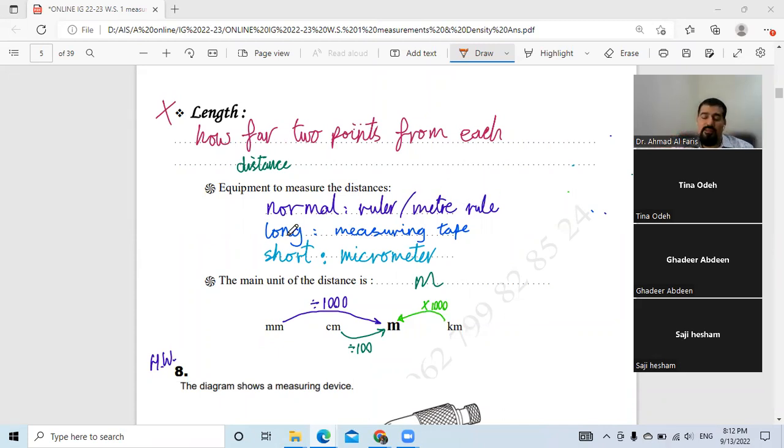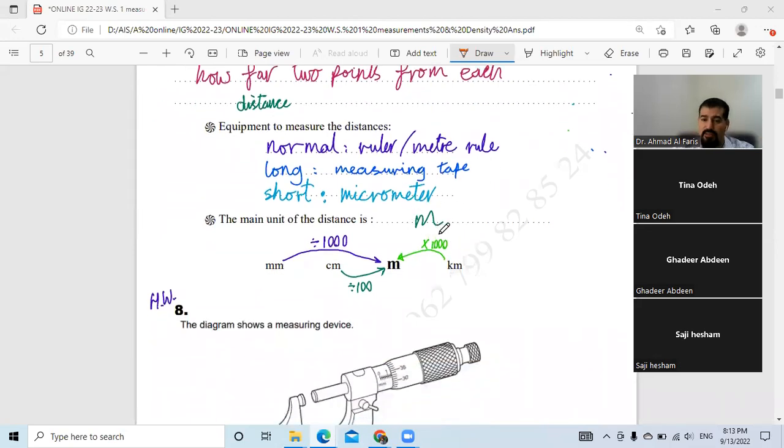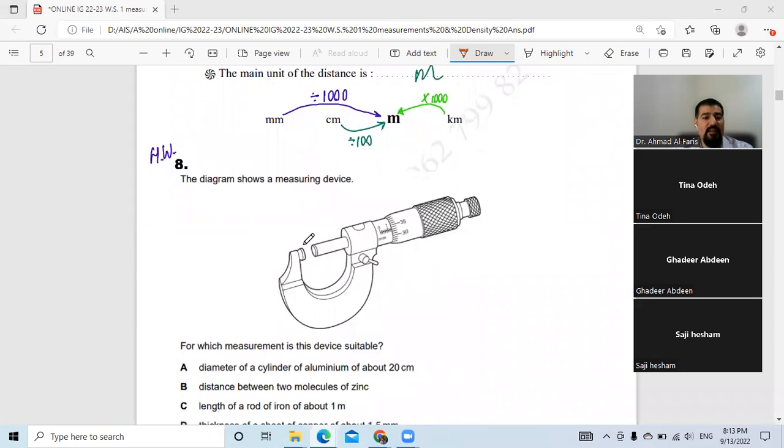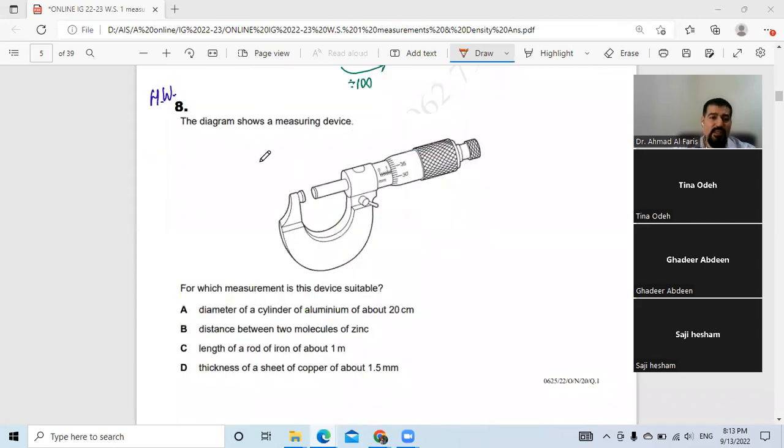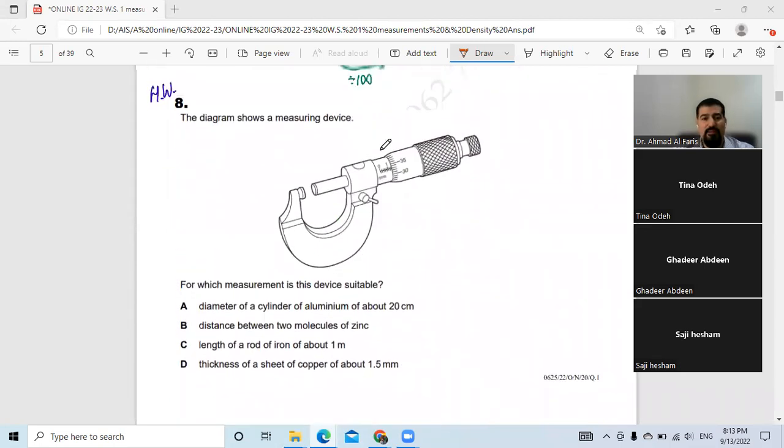For long distances, like how far this building is from that building, we need to use a measuring tape. For short distances, like the thickness of the paper, we are going to use a micrometer screw gauge or Vernier caliper. So each piece of equipment we can use for different distances. And the main unit of distance is meters.